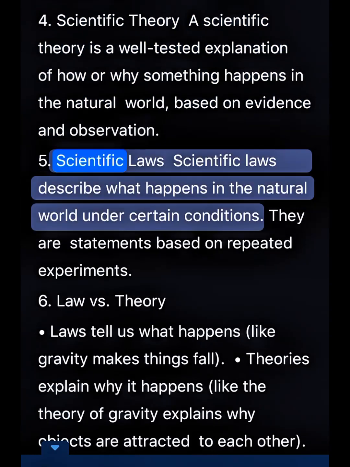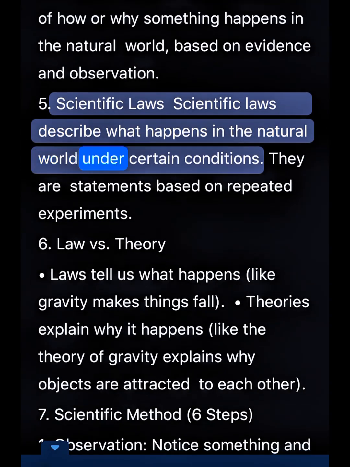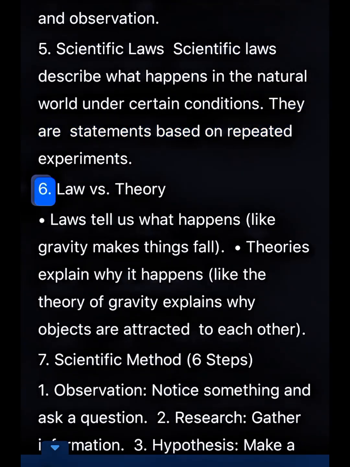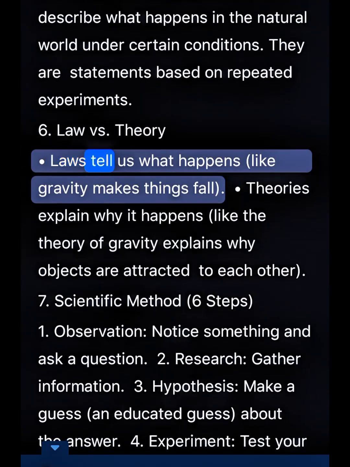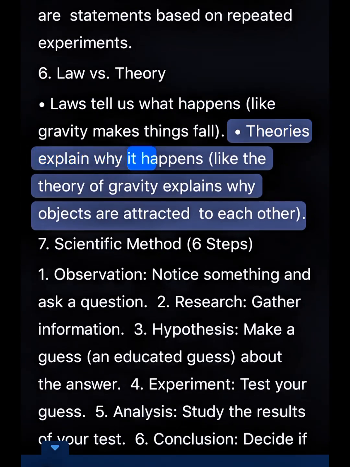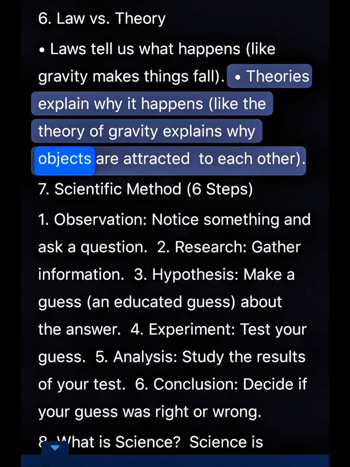5. Scientific laws. Scientific laws describe what happens in the natural world under certain conditions. They are statements based on repeated experiments. 6. Law against theory. Laws tell us what happens, like gravity makes things fall. Theories explain why it happens, like the theory of gravity explains why objects are attracted to each other.